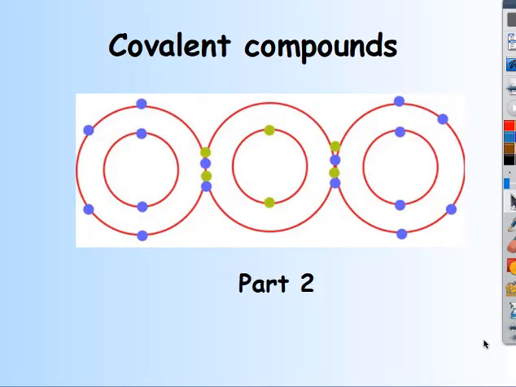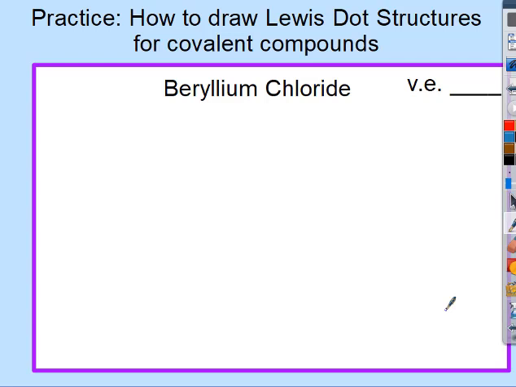So in the previous video, we talked about normal covalent compound bonding. Now we're going to talk about some of the exceptions. So beryllium chloride is BeCl2. Go ahead and pause the video and figure out your valence electrons and who will go in the middle, and then restart.